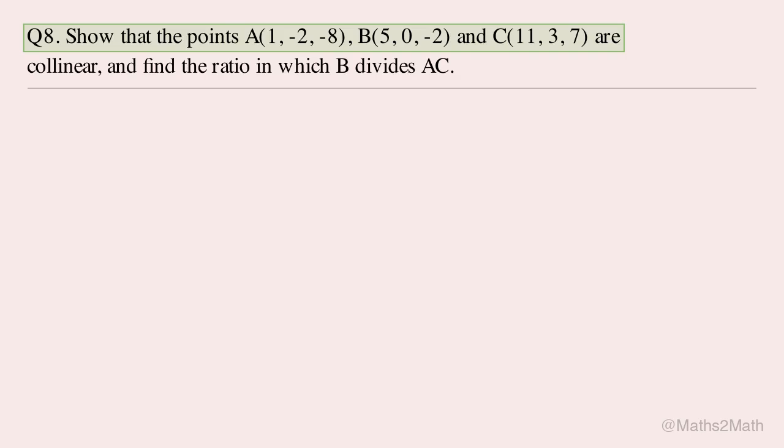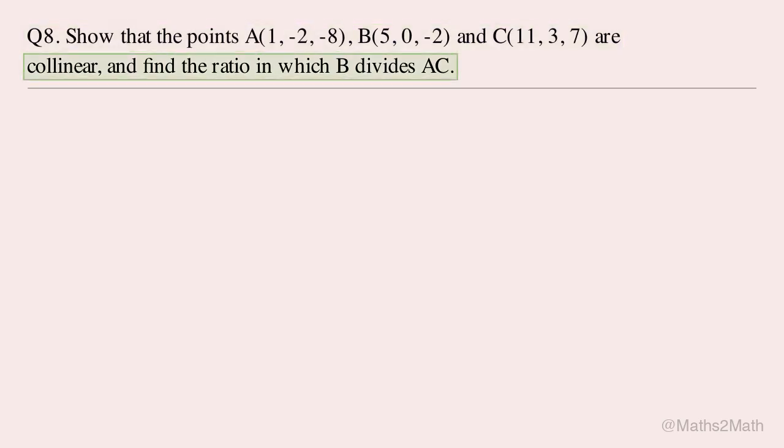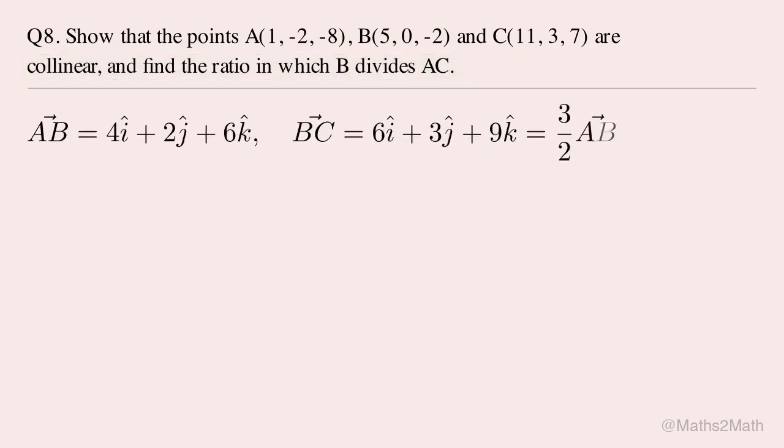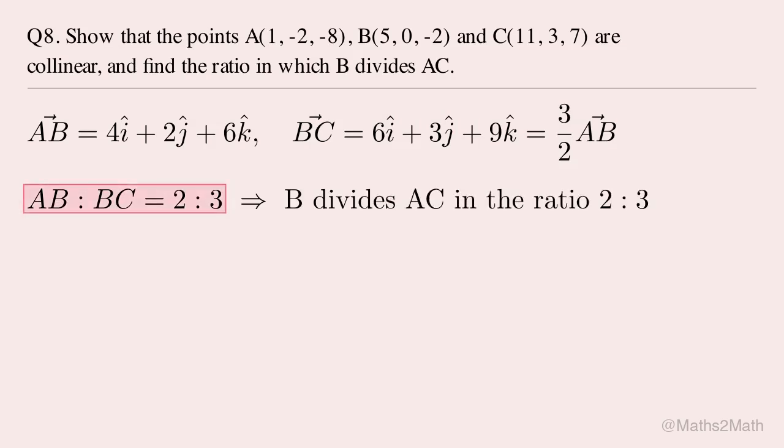Question 8. Proportional joining vectors, then the section ratio. AB against BC. AB is 4, 2, 6 and BC is 6, 3, 9. BC is 3/2 of AB, so the points are collinear. The ratio of AB to BC is 2 to 3. B divides AC in ratio 2, 3.